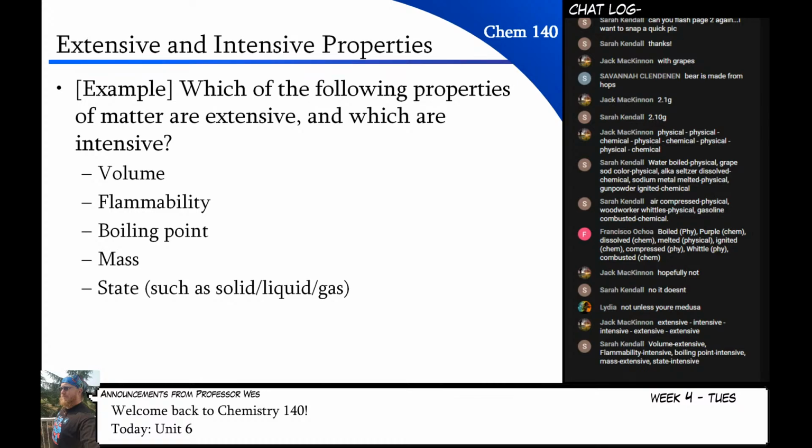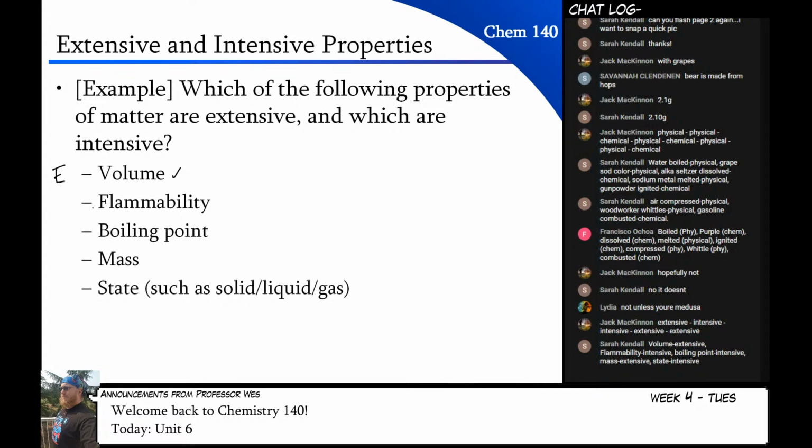All right, let's review. So, if I give you more of something, do I increase its volume? We're going to pick gasoline for this example. So if you have more gas, does the volume increase? Yeah, so that would be extensive.